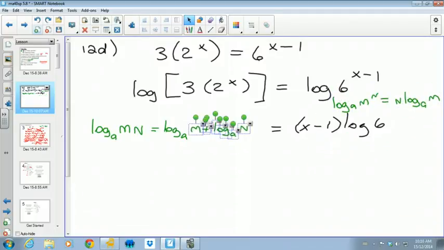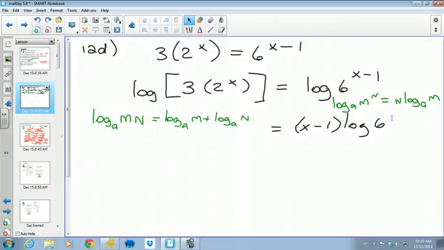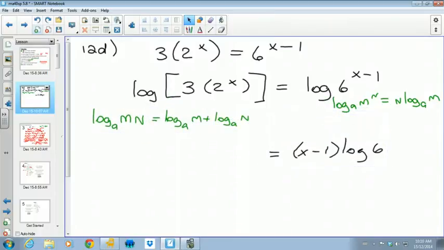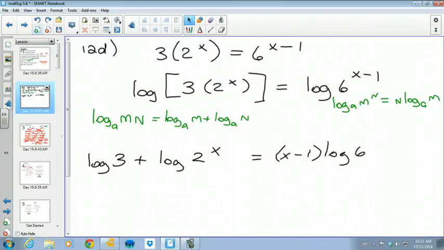Let's move this out of the way. Move this down. So what does that give us? That gives us log base 10 of 3, there's m, plus log base 10 of 2 to the x. There's our new equation.